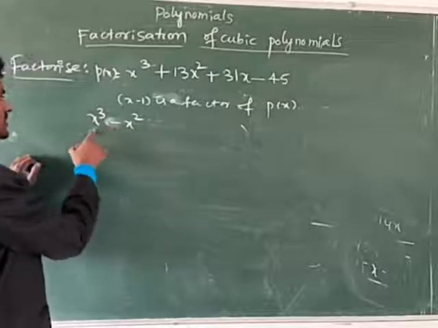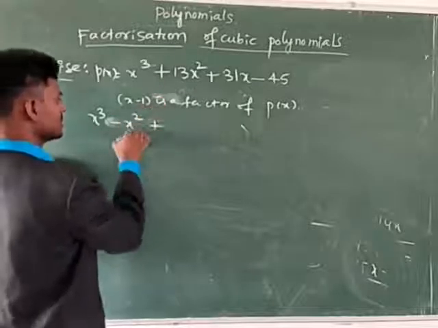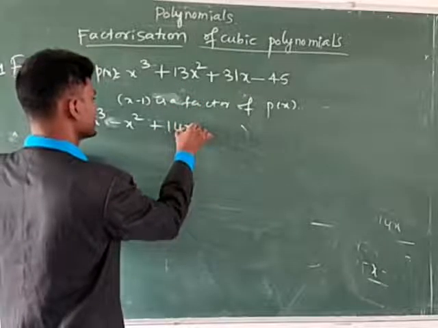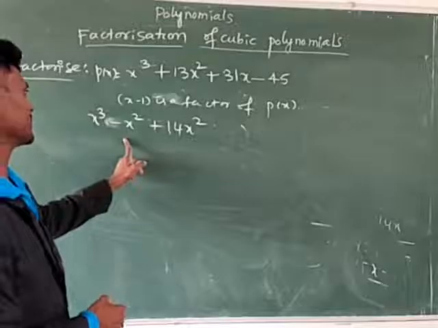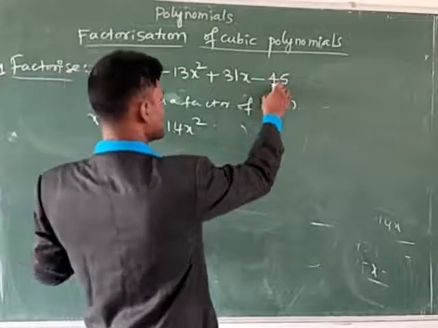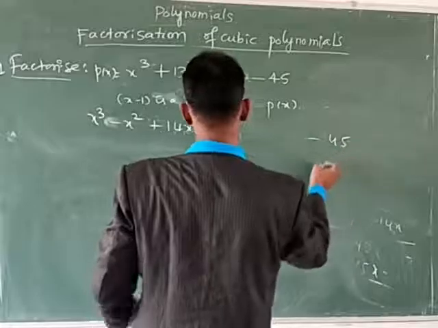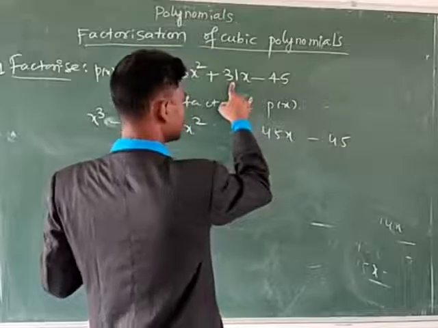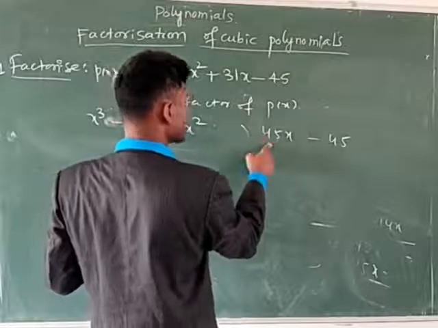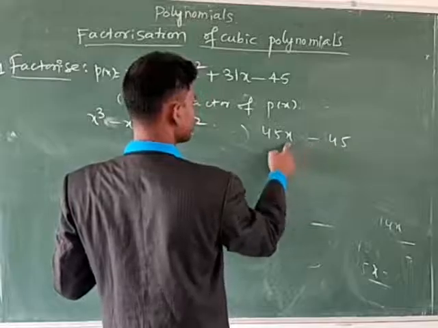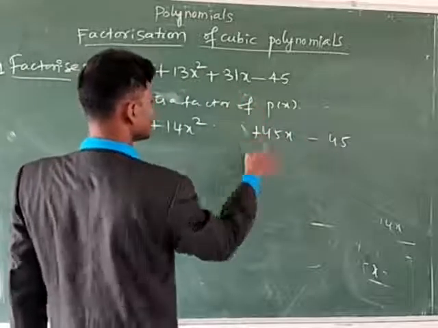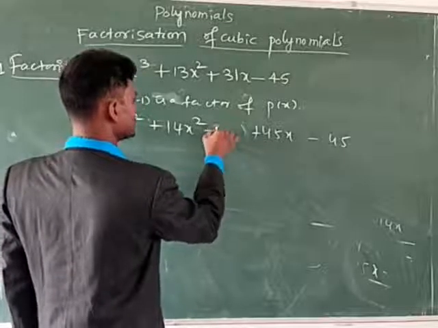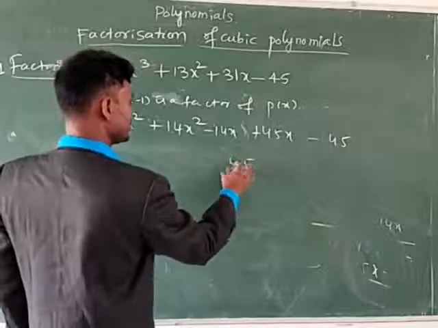In these two you have to take common x square, x minus 1. Then you have to add minus x square and here 14x square: 14 minus 1, 13x square. Now this constant term you have to write here. This is 45, then 45x you can write here. This 31 is written as 45x minus 14x. Here you take 45 common, x minus 1. Then 31 minus 45 is minus 14x. Here 45 minus 14 is equal to 31.